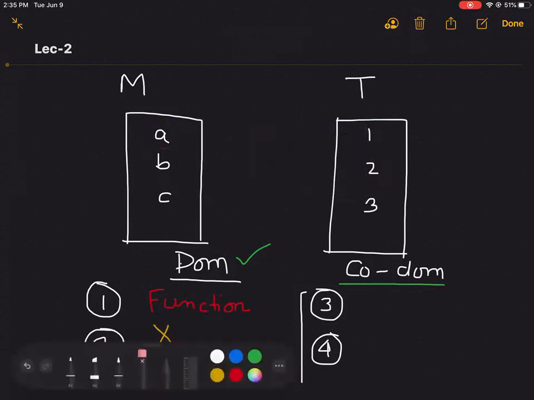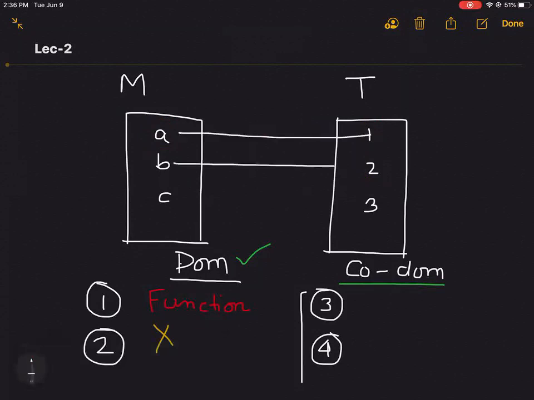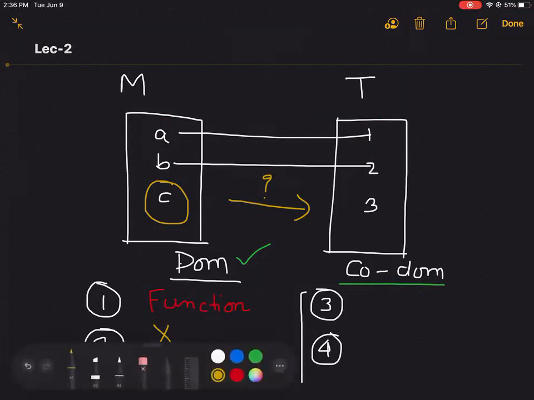Now we say that A is related to 1, B is related to 2, and C is not related to anything. That means we have a condition where one element in the domain is not at all connected to any of the elements in the codomain. As you can see, C is not really related to any element in the codomain. If that's the case, once again, we'll say this is not a function, okay?